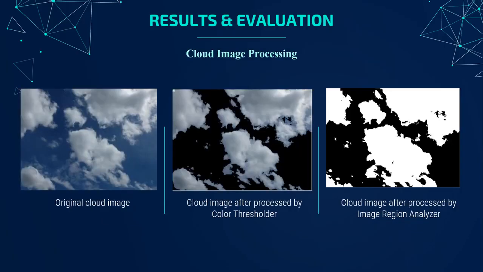For cloud image processing, the left side is the original cloud image used for the testing, and the middle is the cloud image after processing by the Color Thresholder app. We can see that the blue color part, which represents the sky, is filled with black color. The right side is the cloud image after processing by the Image Region Analyzer app. The area of the cloud is calculated here.